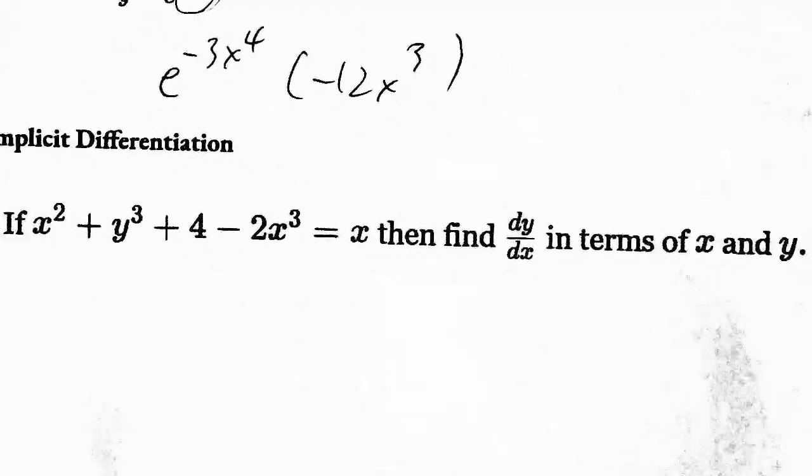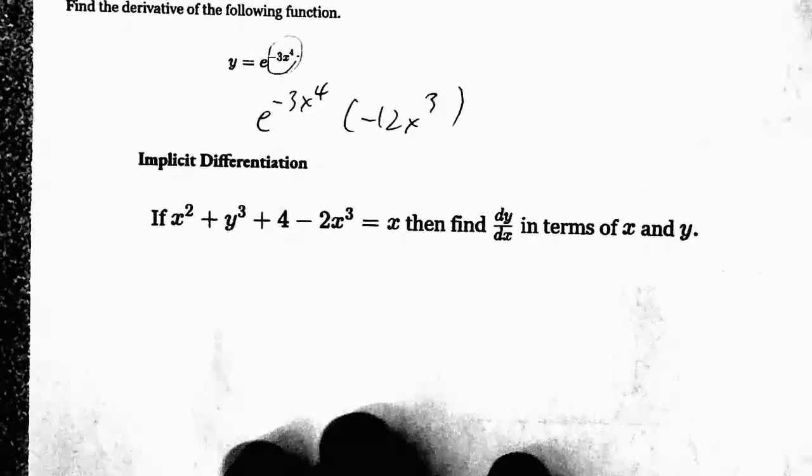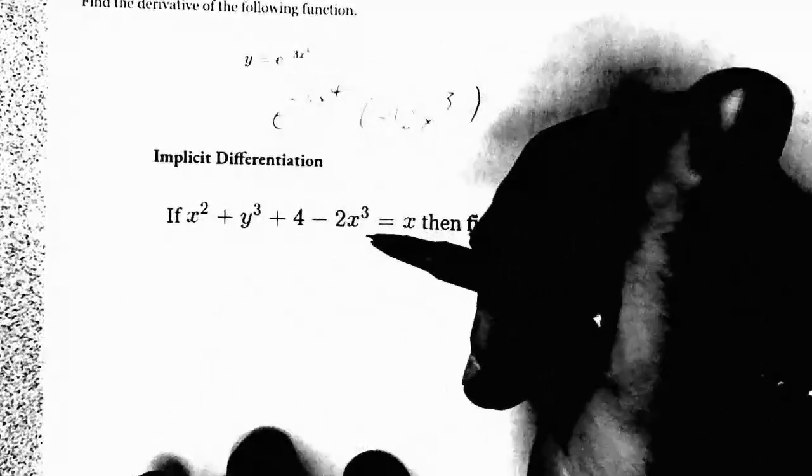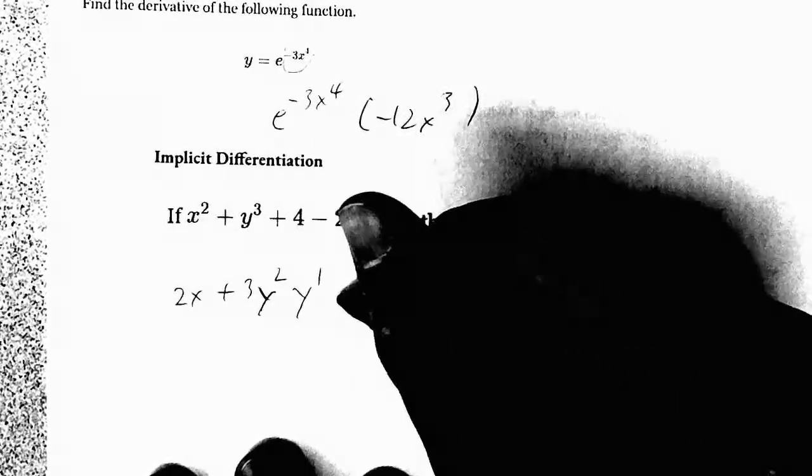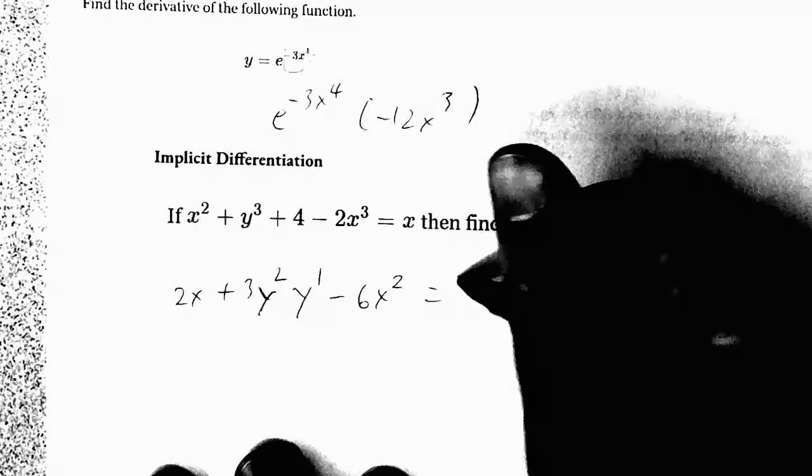Okay. Implicit differentiation. So for implicit, I left this off the notes because it's easier to actually explain doing the problem. But you take the derivative of everything across as normal. We're going to have 2x plus 3y squared y prime. This is the main difference. Whenever you differentiate a y, you're going to multiply it by a y prime. Derivative of 4 is 0, so I leave it. Minus 6x squared equals 1.